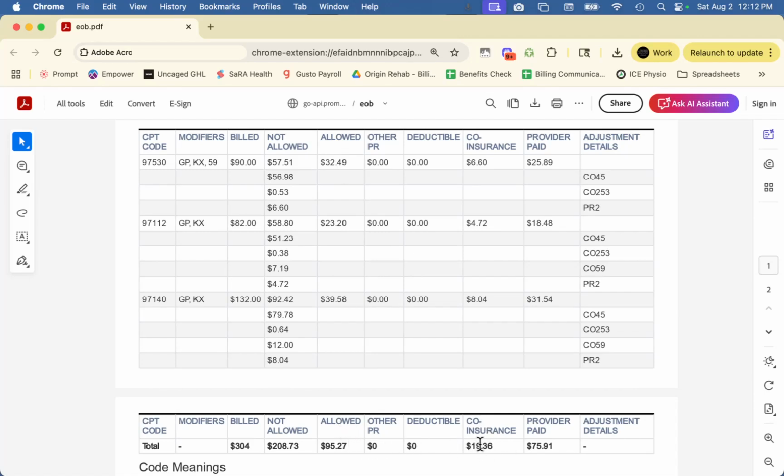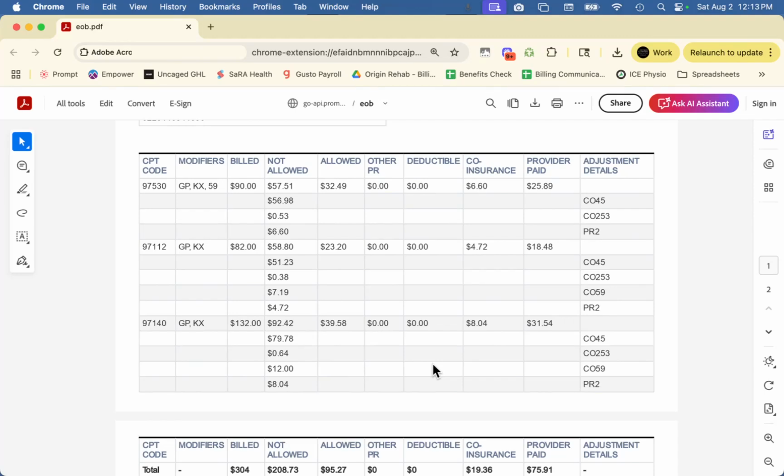So this is what will either be paid by the patient if there's not a secondary insurance, or billed to the secondary insurance. And the provider paid is the allowed amount minus any patient's responsibility amounts. So this is the amount that the insurance actually paid here. So in this case, Medicare paid $75.91 for the visit. The 1936 remains collectible by either the secondary insurance in this case, or the patient in the case that there is no secondary insurance.